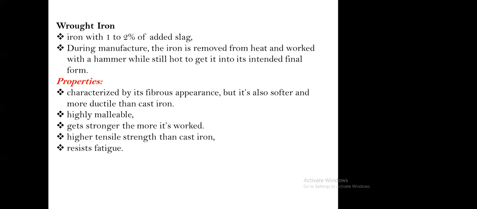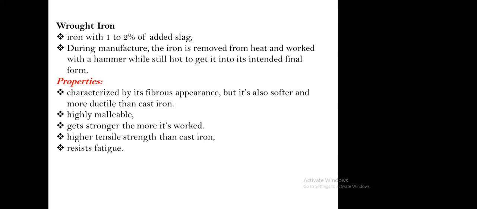Now talking about the properties of wrought iron. Wrought iron is often characterized by its fibrous appearance, but it is also softer and more ductile than cast iron. Wrought iron is highly malleable, which means it can be heated, reheated and worked into various shapes. In fact, it gets stronger the more it is worked. Wrought iron has much higher tensile strength than cast iron, making it more suitable for horizontal beams in construction. In general, it strongly resists fatigue.